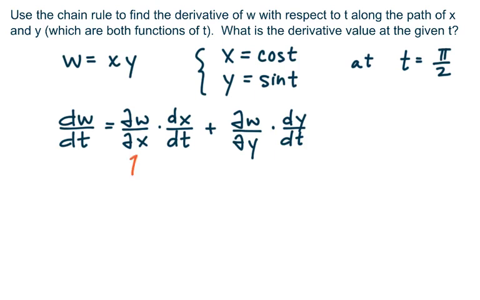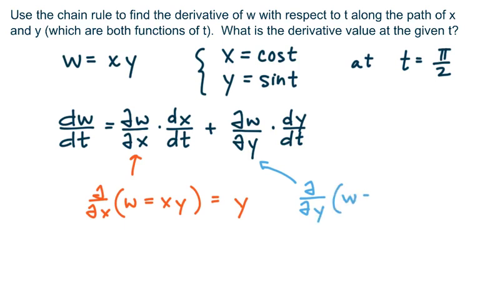All right, so partial of w with respect to x. Partial with respect to x of w equals xy. That means we treat y as a constant. So y is like a coefficient in front of x. So in that situation, we're going to end up with y. The partial with respect to y of that same function, w equals xy. So partial with respect to y, treat x as a constant. That's a constant coefficient. We're going to get that this value is just x. All right.